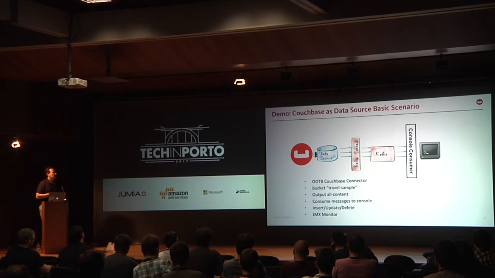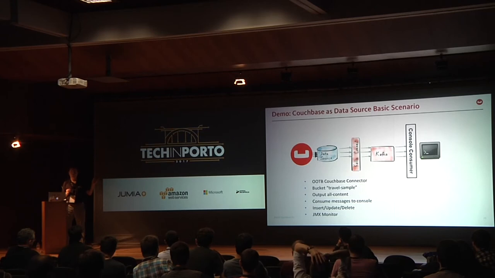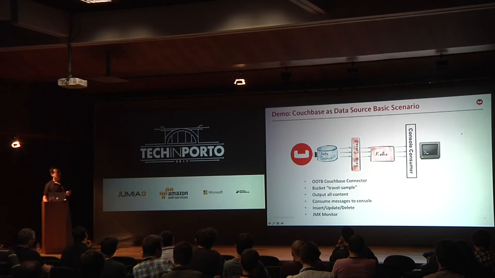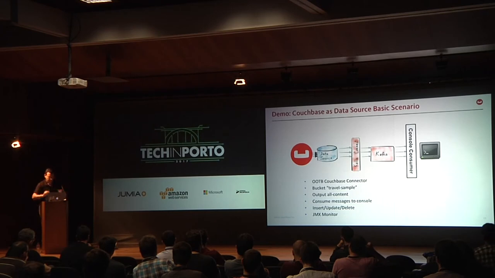The first demo is about a basic scenario, just using Couchbase as a source of events. We are going to launch the connector, connect to a bucket, which is a database in Couchbase, and write everything to the topic. Then we'll use a basic console consumer, which is a basic consumer for Kafka. You basically connect to a topic and write all the content to the standard output. It's very basic. So let's look at the demo.